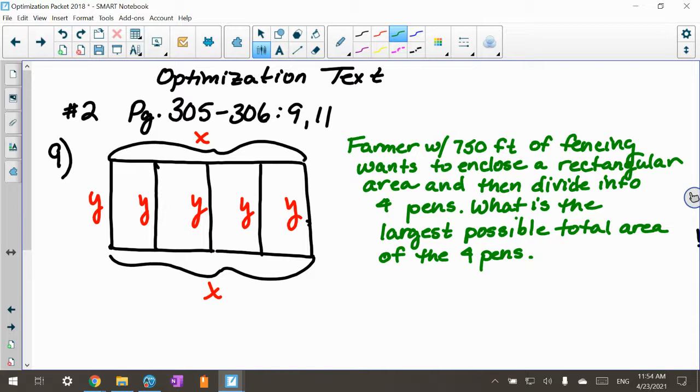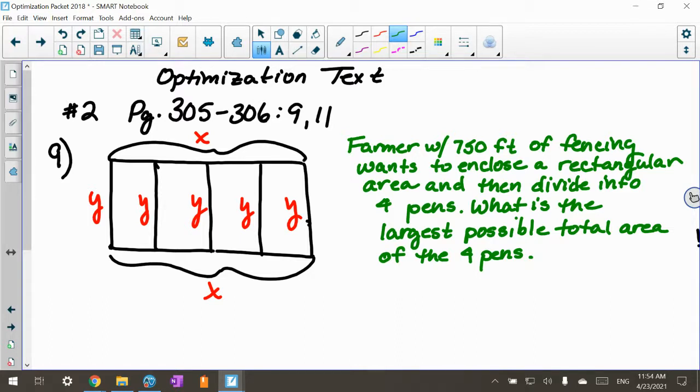It says, consider the following problem. A farmer with 700 feet of fencing wants to enclose a rectangular area and then divide it into 4 pens with fencing parallel to one side of the rectangle. What is the largest possible total area of the 4 pens? So this is what we're going to do, we're going to set this up.